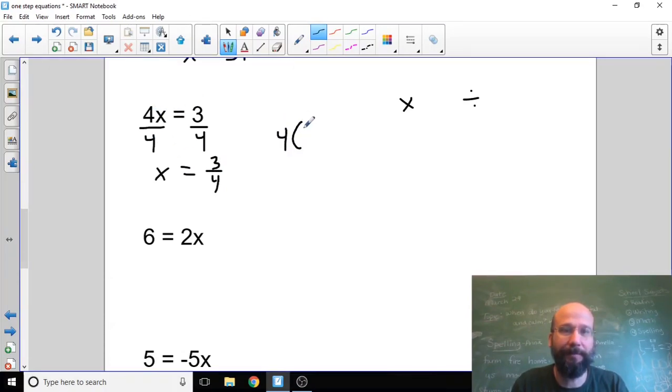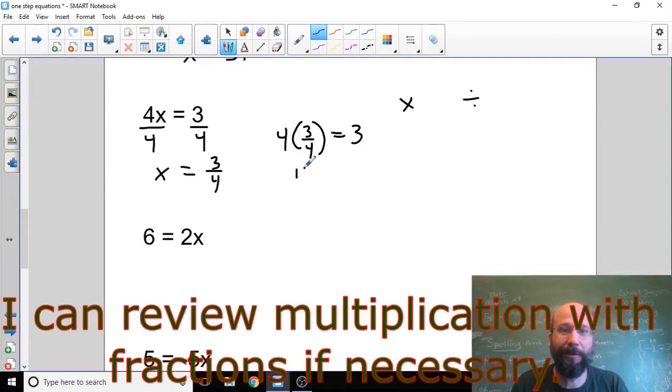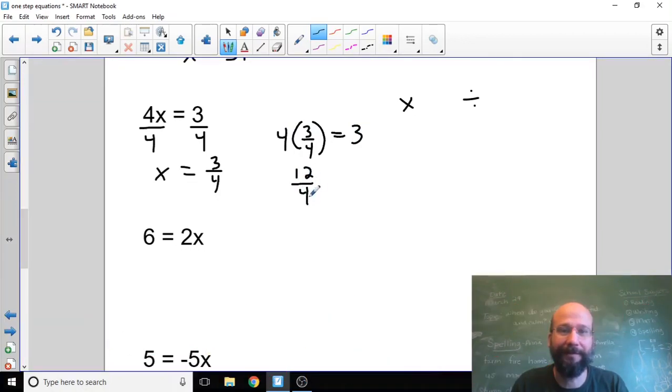And I could put this back in. 4 times 3/4 equals 3. 4 times 3/4 would be 12/4, equals 3. And 12 divided by 4 is 3. Multiply the top number to get 12.